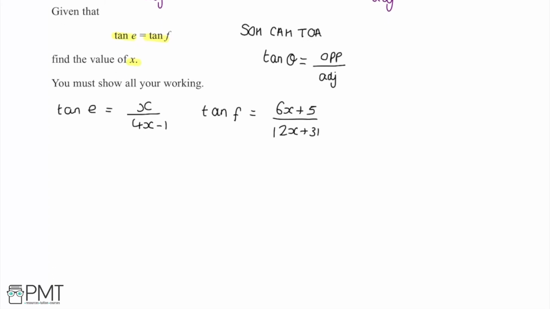Now what we can do, because we have this expression here, we're told this, we can make them equal to each other. So tan of E, which is x over 4x minus 1, is equal to tan of F.